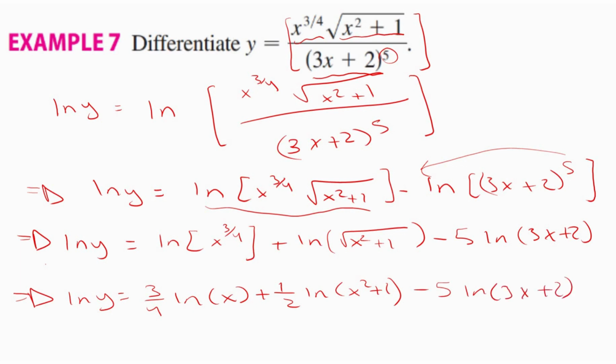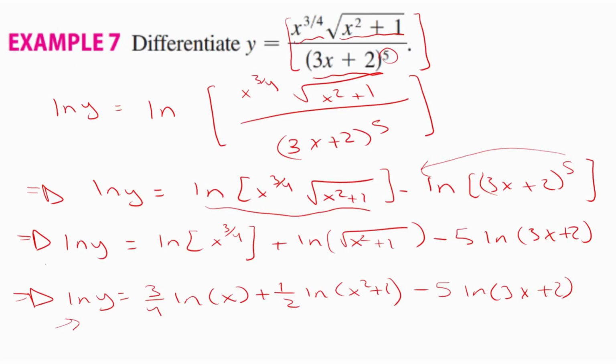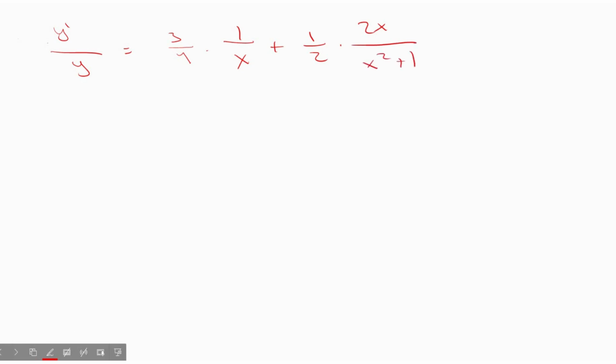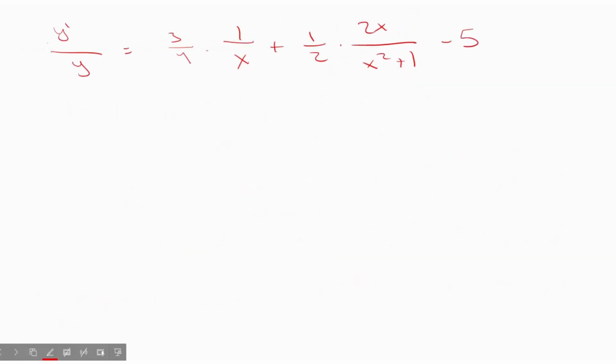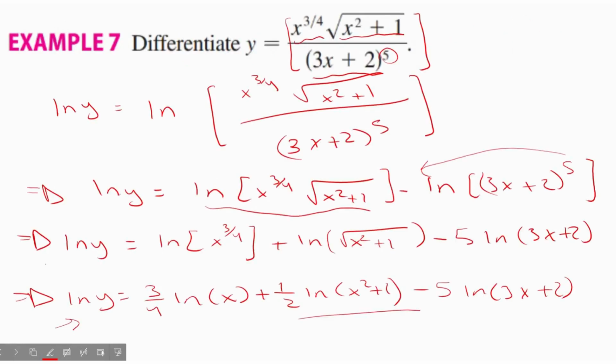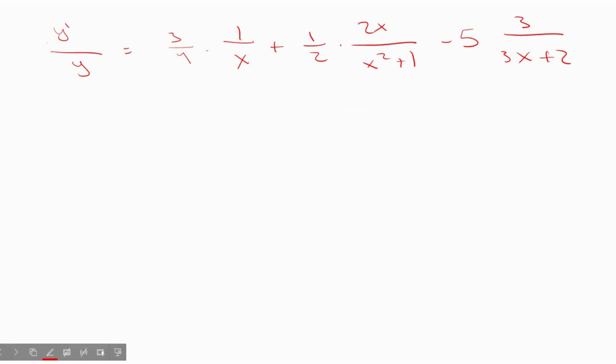Now we will differentiate implicitly both sides. So ln of y, this will be y prime over y equals to, here we have 3 over 4 ln of x, so this will be 3 over 4 multiplied by 1 over x plus 1 over 2 multiplied by 2x over x squared plus 1, because this is the derivative of ln x squared plus 1. Now minus 5, and here we have 3 over 3x plus 2. So this is the expression we get, and here we can do some simplifications.